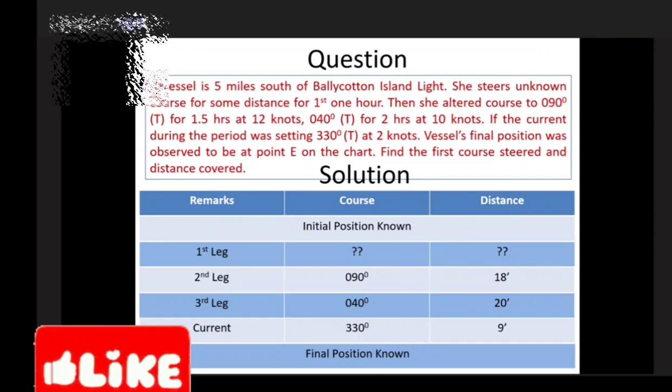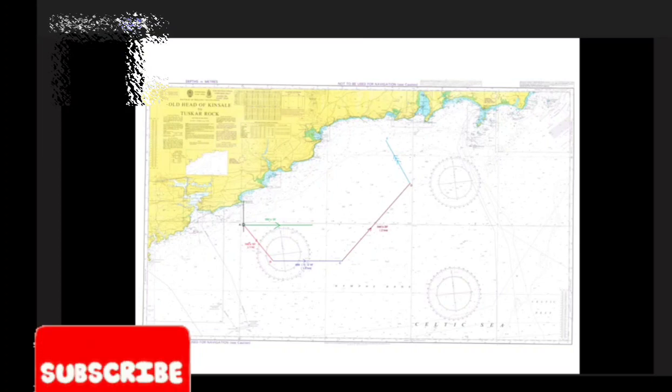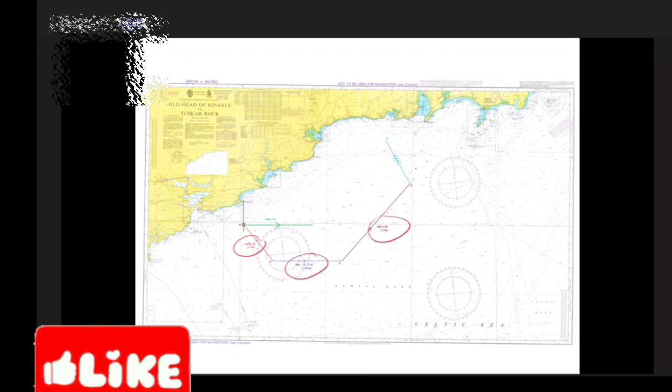Now I'll plot this question without removing the earlier plot. This was the earlier plot we had done, beta. Just ignore the green line for the time being. This was the first plot where we had reached point E, right? Same situation. This was the first leg, second leg, third leg, current, and it took us to point E. Correct, in the first question that we just plotted? Now we do not know this first leg.